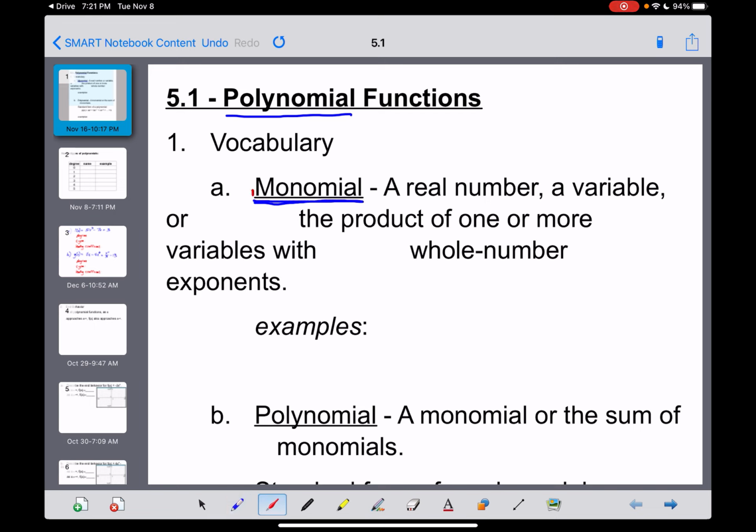And hopefully you guys know that the prefix mono always means one, and then that nomial right there is just a way of writing a number. So a monomial is basically one number. That's how you can think of it.